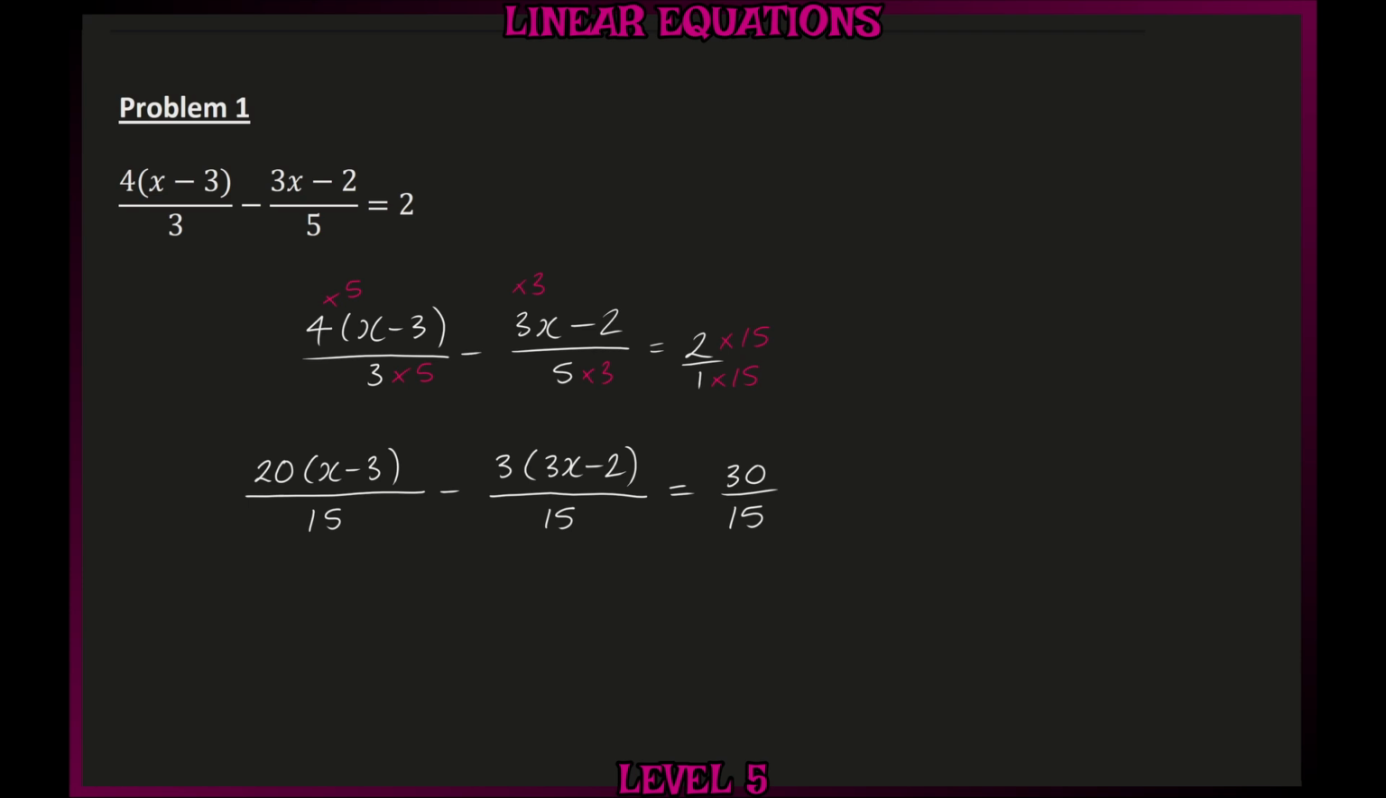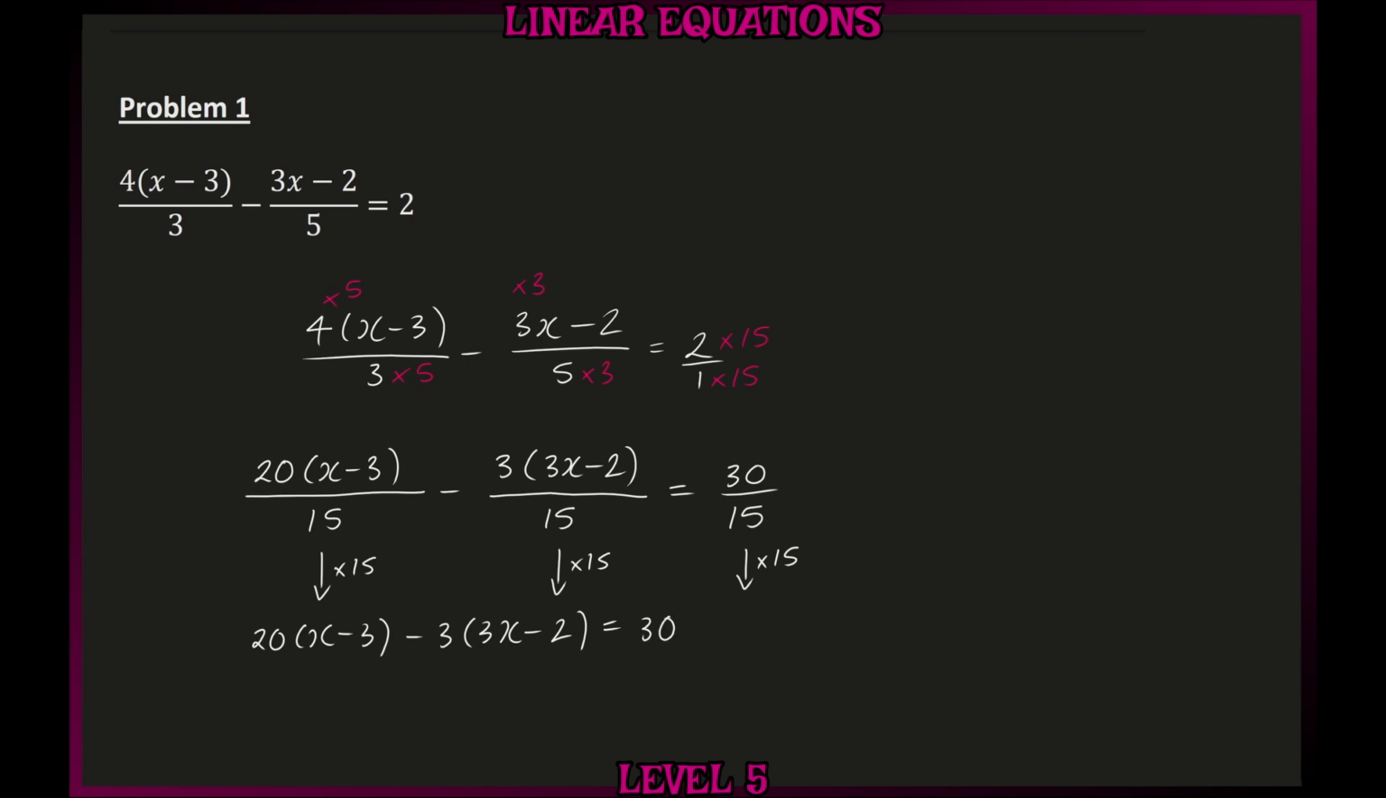And the purpose in making all these denominators the same is that we can now use the inverse of divide by 15 to multiply everything by 15, and those denominators are just going to disappear. So we multiply everything on the left and on the right by 15, and we get 20 multiplied by x minus 3, minus 3 multiplied by 3x minus 2, is equal to 30.